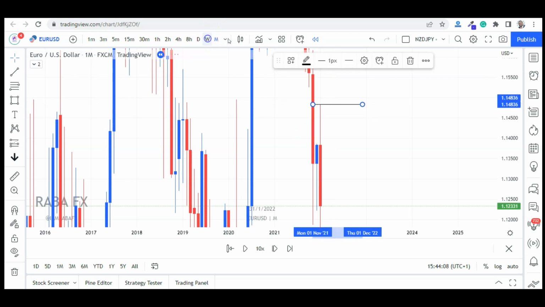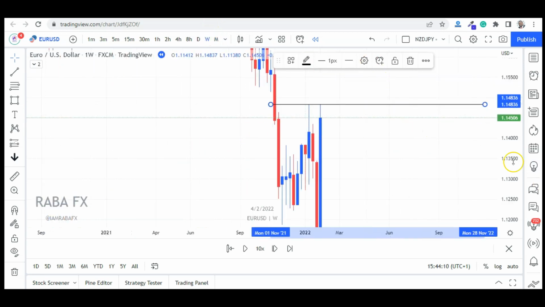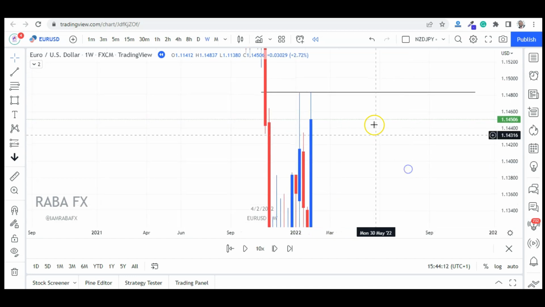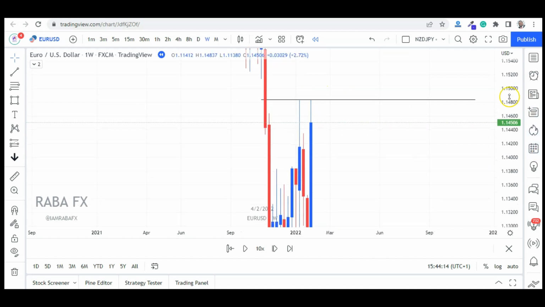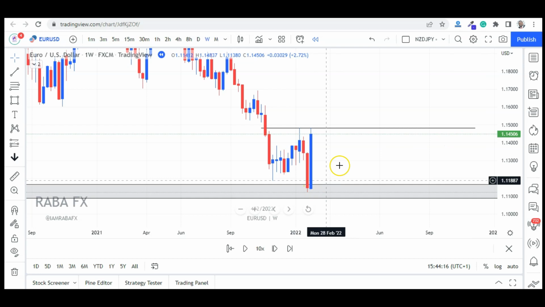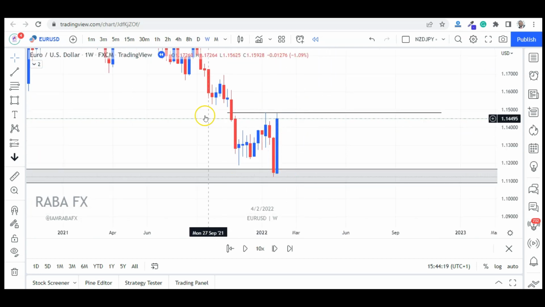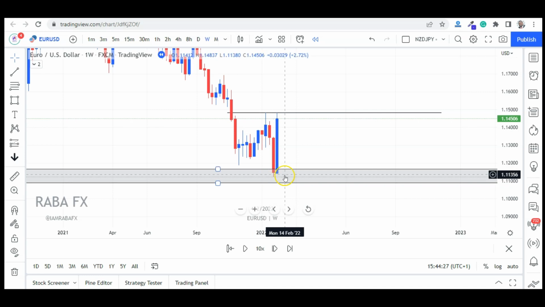Okay, weekly. So on this weekly, you can see we have this to contend with, a bullish move. From here I may not have a setup yet, because remember we are looking at this. I don't want to go too far.